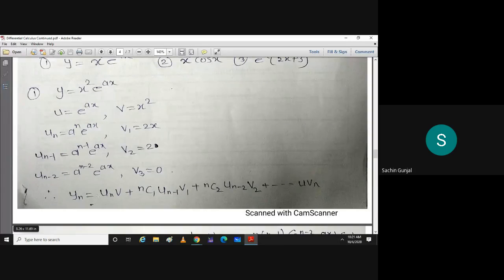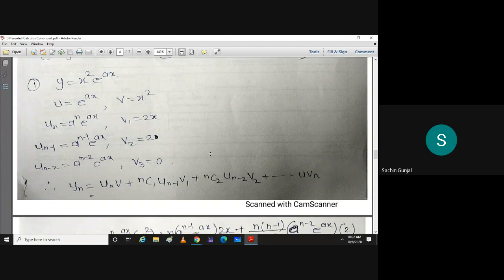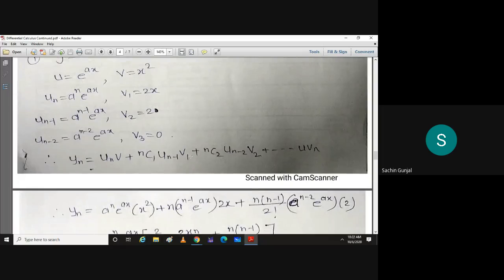So what we know is yn is equal to nc0, that is 1, unv, plus nc1 un minus 1 v1, plus nc2 un minus 2 v2. And what will be the next term? nc3 un minus 3 v3. But v3 is 0, so v3 onwards everything will be 0, isn't it? Yes, sir.